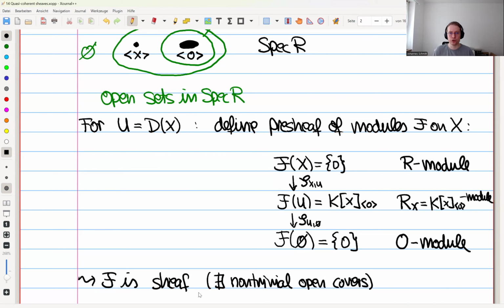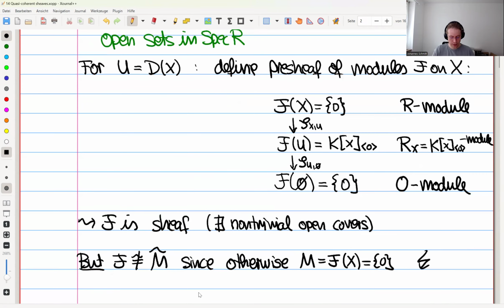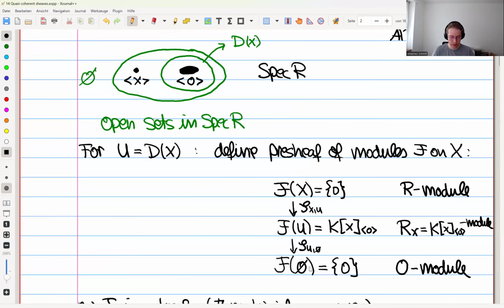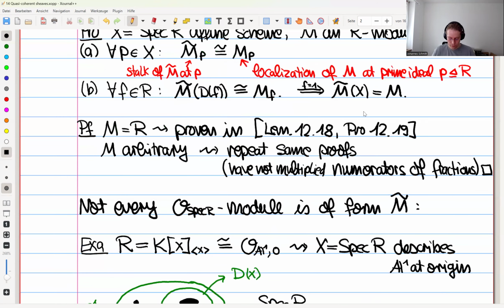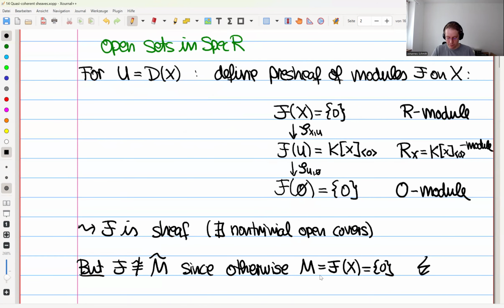And now the only claim left is to show it's not of this form M tilde. Well, if it was of this form, F was M tilde, then its global sections, so F on all of X, would have to give M back. This is just this property here. But we defined the global section to be 0, so M would be the 0 module over R. But then we wouldn't get this value at this point, we would just get 0 also here. So these two arguments combined show it cannot be of this form M tilde.